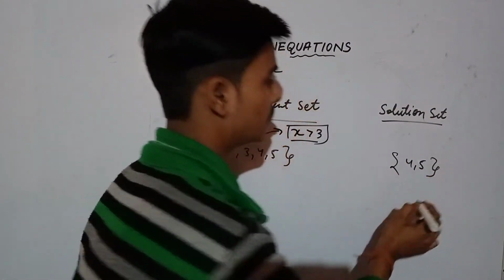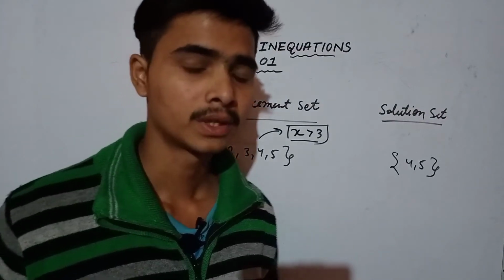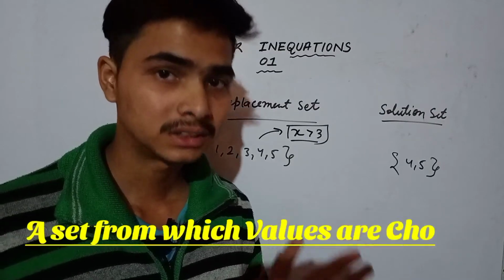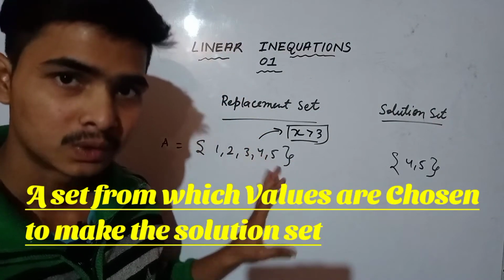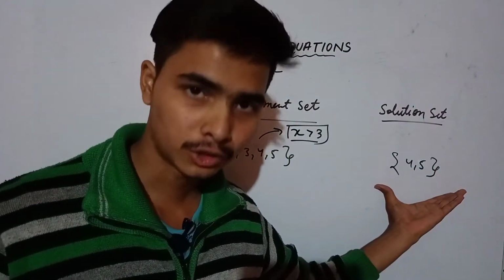Only 4 and 5. So this is the solution set, it can easily be understood. But what is a replacement set? It is nothing but a set from which values are chosen. Values are chosen and then formed a solution set.